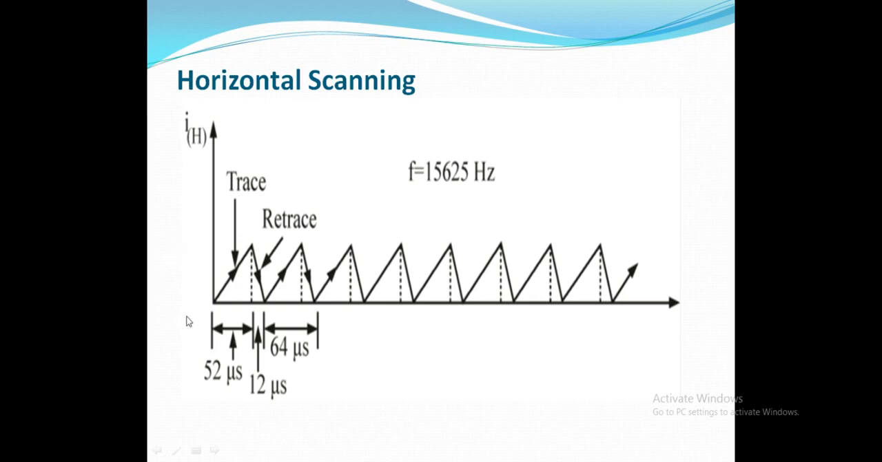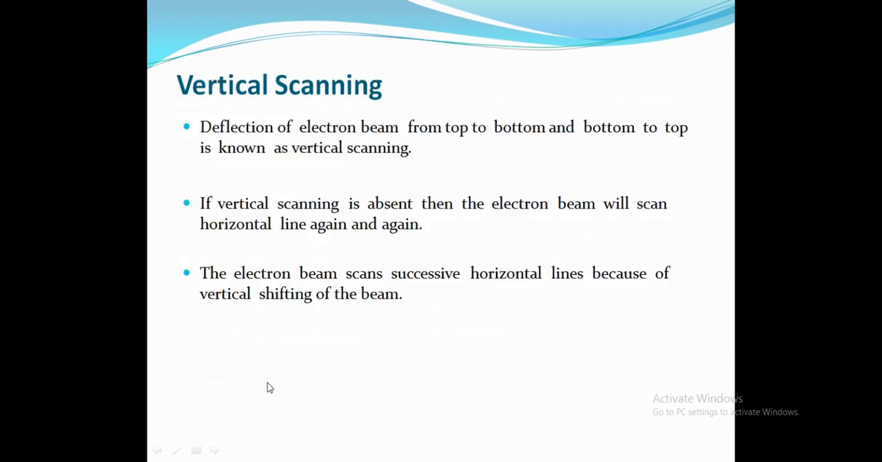For one total period of the cycle, we require 64 microseconds. In that, for the tracing period we require 52 microseconds, and for the retracing period, 12 microseconds.